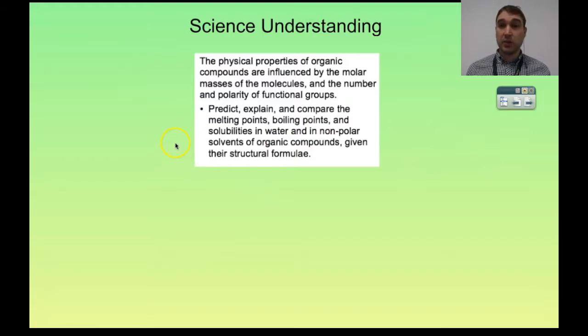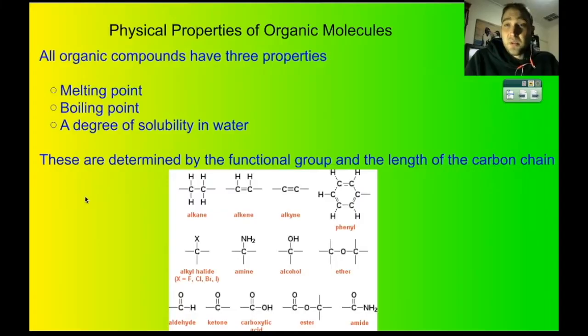So the science understanding we're going to cover: physical properties of organic compounds are influenced by molar masses of the molecules and by the number and polarity of functional groups. So predict, explain and compare the melting points, boiling points, and solubilities in water and in non-polar solvents of organic compounds given their structural formulae. So we're looking at physical properties, specifically melting and boiling points and degree of solubility in water. We're really going to focus mainly on boiling point and solubility.